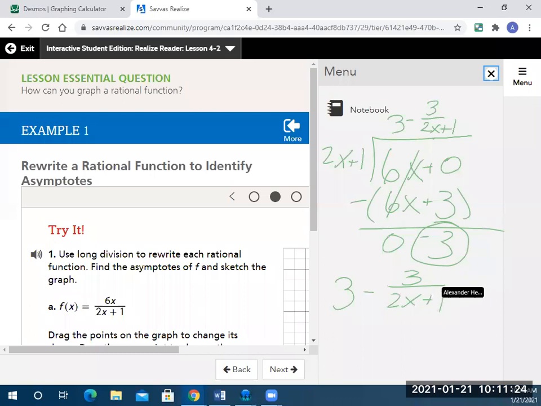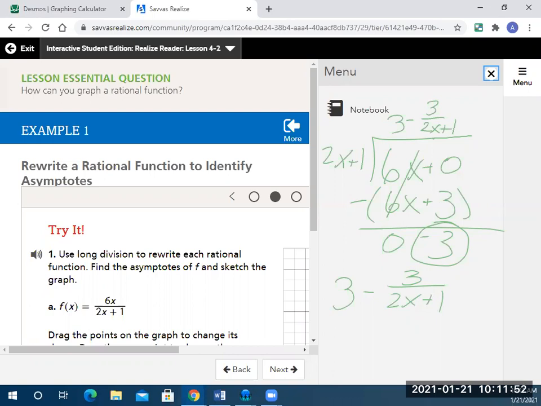Vivian and Michelle, is that what you said you got? Yeah. So Nash, I think what you forgot to do is, right here you had positive 3, but you forgot that you're subtracting, right? So you have minus positive 3, which is negative 3. So that's why your remainder is negative 3. We'll get 3 plus negative 3 over 2x plus 1. Yeah, that's the same thing.